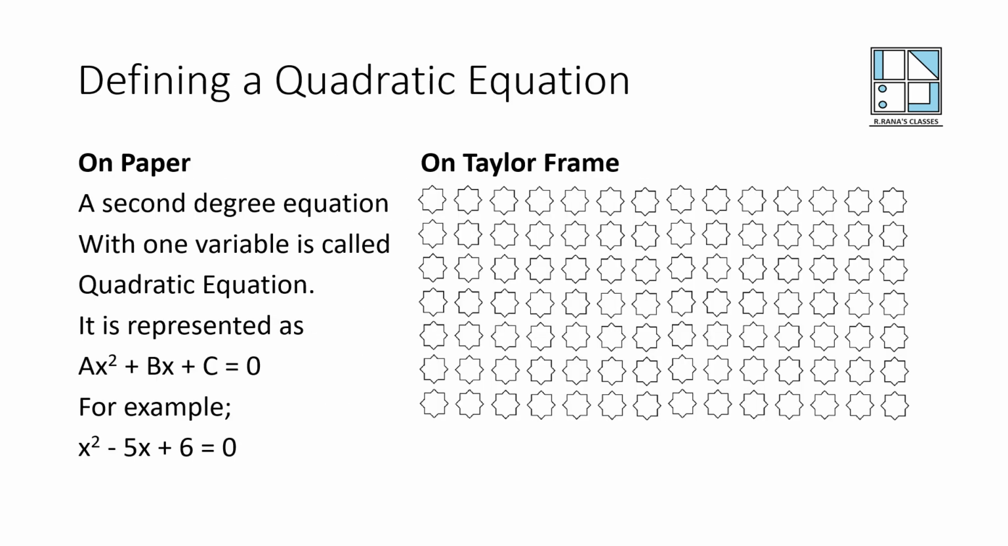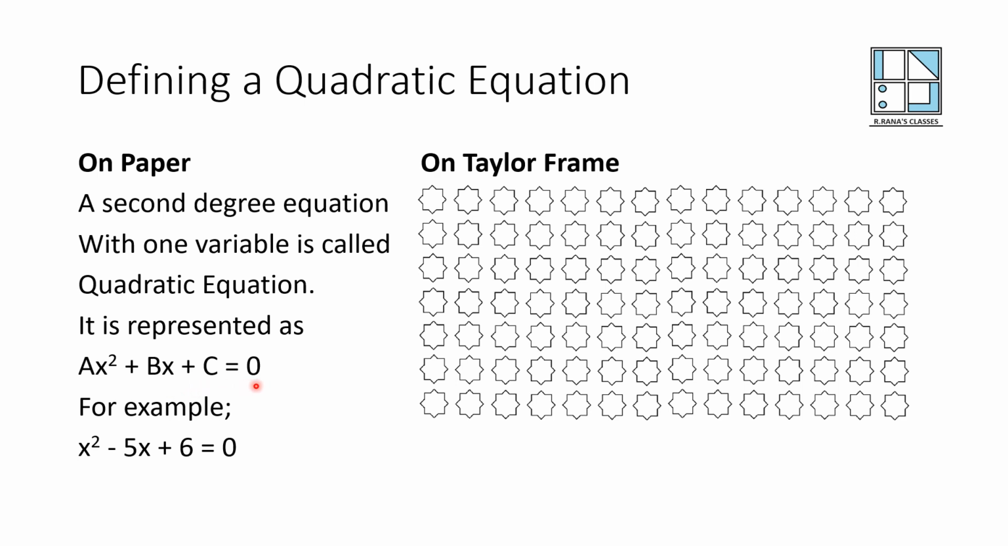Friends, we are going to define a quadratic equation and also learn how it can be presented on a Taylor frame. We will extend it to find discriminant and other things. A second degree equation with one variable is called a quadratic equation. Symbolically, it is represented as ax squared plus bx plus c is equal to 0.